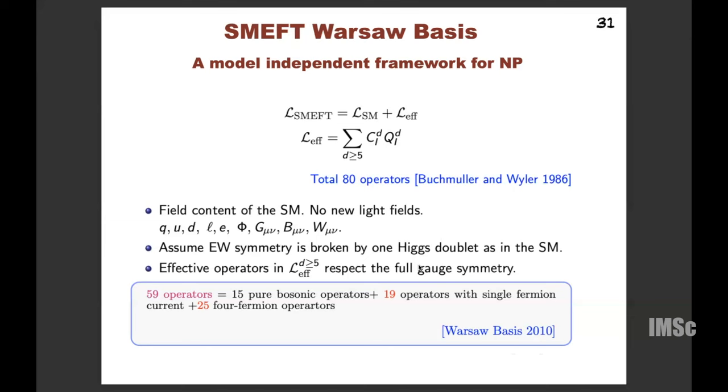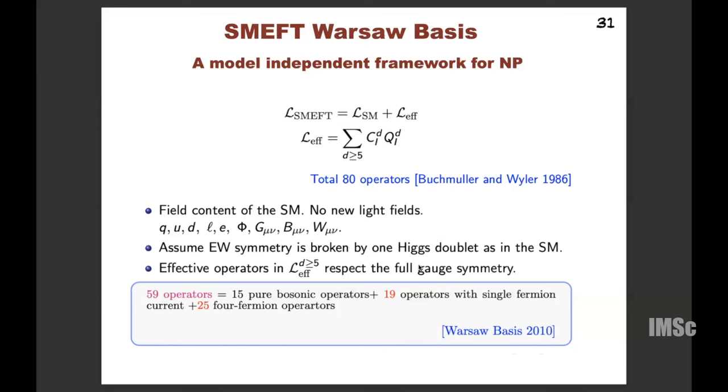The Warsaw basis versus Buchmüller and Wyler differ in terms of linear combinations. The choice of the basis suggests it's a linear combination of some operators. For example, Buchmüller and Wyler wrote this operator, L-bar tau^a gamma_mu L times L-bar tau^a gamma^mu L, in their basis. They also wrote the operator L-bar gamma_mu L without the tau's. But you can use Fierz identities and express this operator in terms of the other operator. So that is a redundant operator.